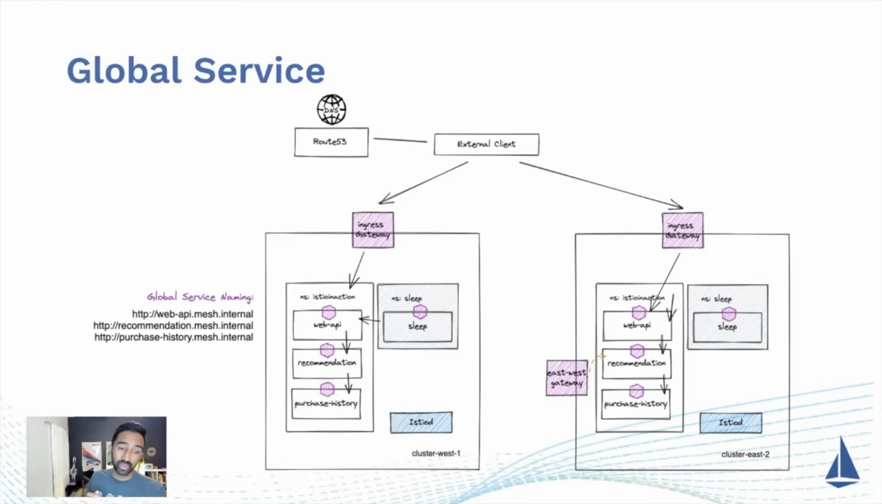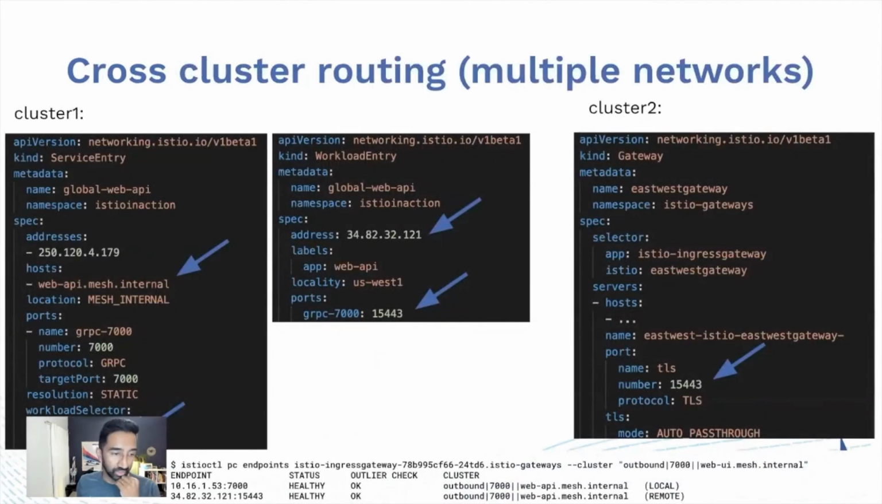And for that, we recommend that you use global service naming, which is you create a new host name and then back that host name using workloads that are in one or more clusters. So in my example, web API.mesh.internal, I'm going to back that with web API that's in my local cluster as well as web API in the remote cluster. And that would look something like this, right?